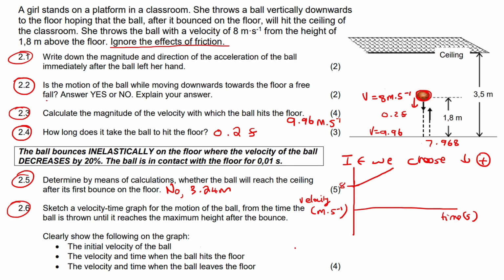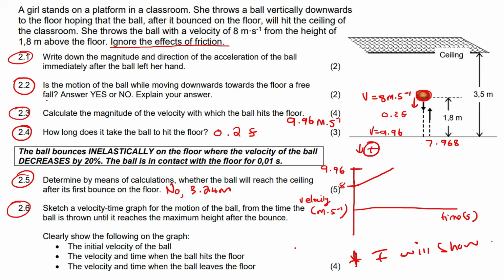Now, when it reaches this point over here, we know that its velocity was 9.96. So we can put that as 9.96. Okay. Now, if we choose down as positive, it will show up as positive next. Okay. So we now reach the ground.